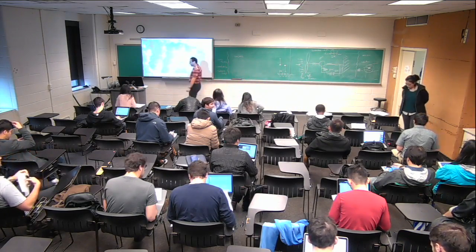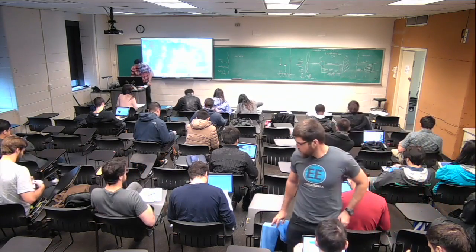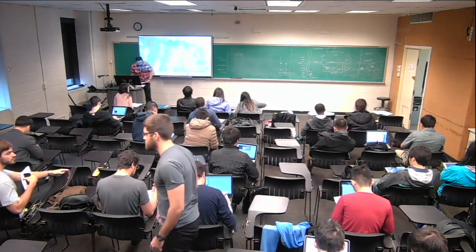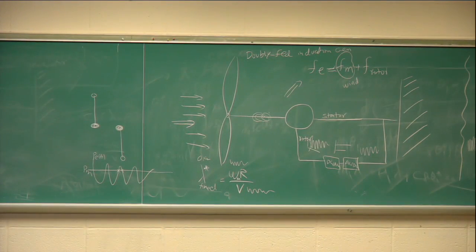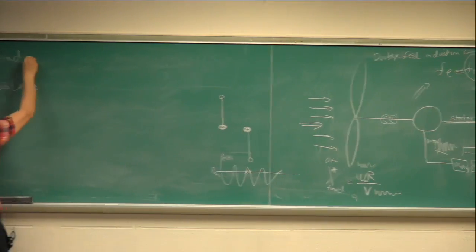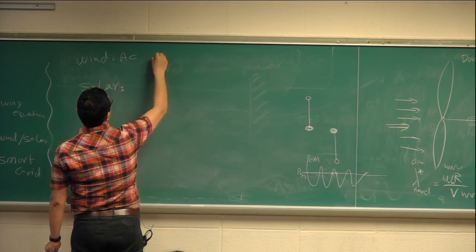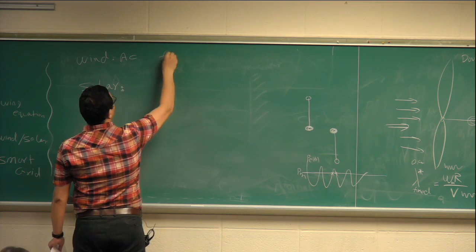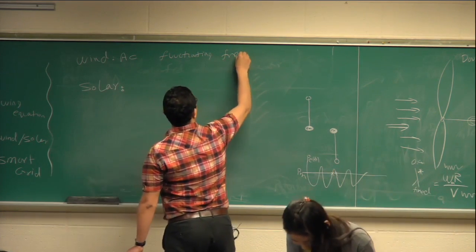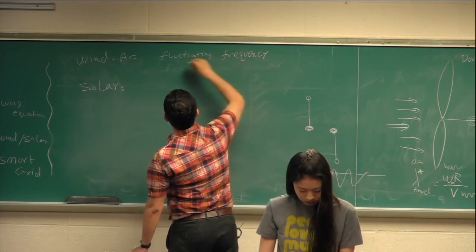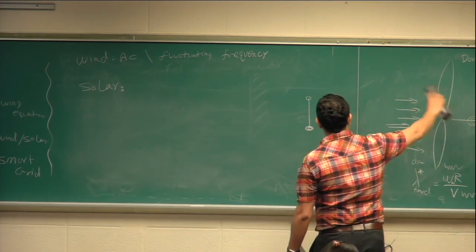Okay, so let's resume the lecture. So for wind energy, everything is naturally AC, but it's kind of crappy and the frequency is fluctuating. So wind is naturally AC, but the frequency is weird. We don't know how to use it. That's why we went through a feedback.